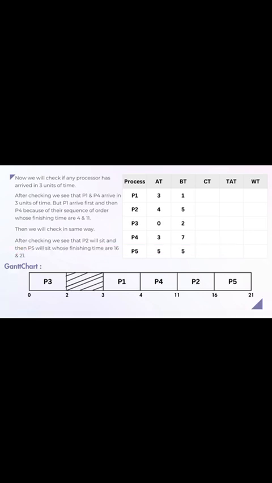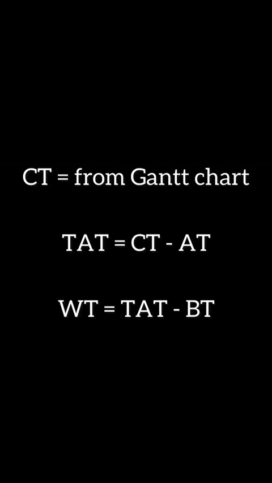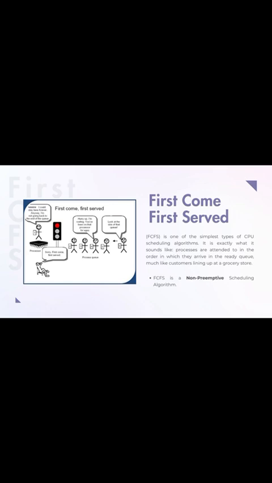After that, the calculations are done. This table calculates the completion time, turnaround time and the waiting time. Completion time is taken from the Gantt chart. Turnaround time can be calculated using the formula completion time minus arrival time. Waiting time can be calculated as turnaround time minus burst time. So we can easily calculate performance metrics and understand how processes are executed one by one in FCFS.